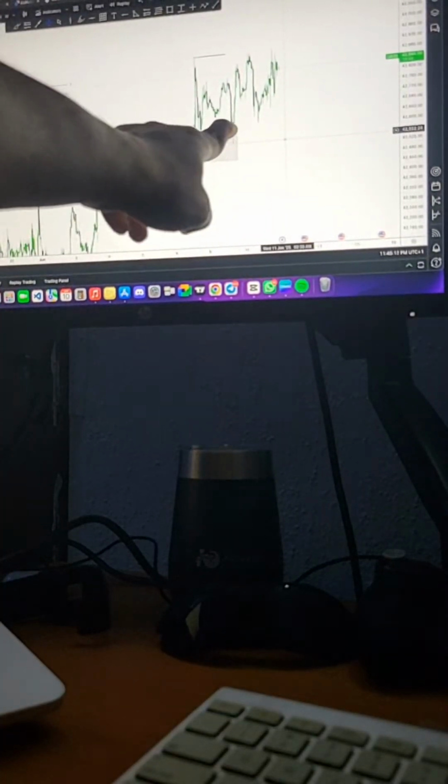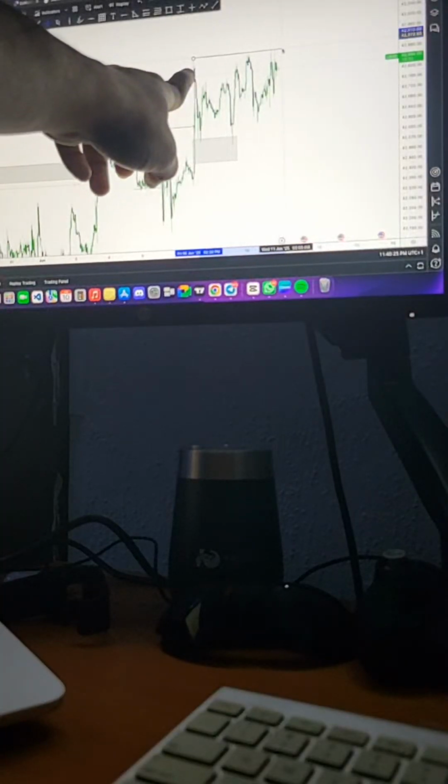I expected price to come down to fill up the imbalance, at least half of it, and price did exactly that. Price did this candle structure here, and bought all the way up to this, and I think price is yet to take out the buy side liquidity. So once price takes out this guy here, I'll be expecting a sell from there.